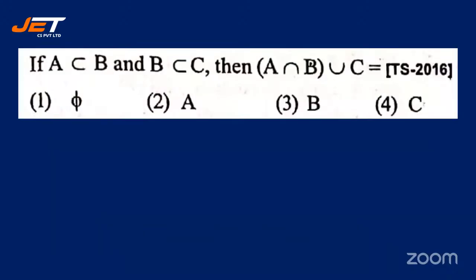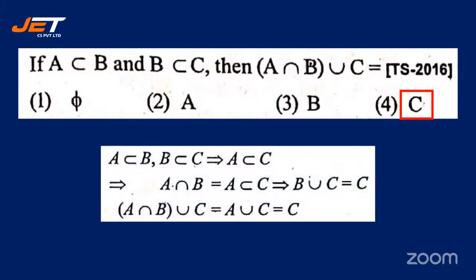Right. If A is a subset of B is a subset of C, then A intersection B union C is dash. So this was asked in the year 2016. If A is a subset of B is a subset of C, then A intersection B union C is dash, which is C.